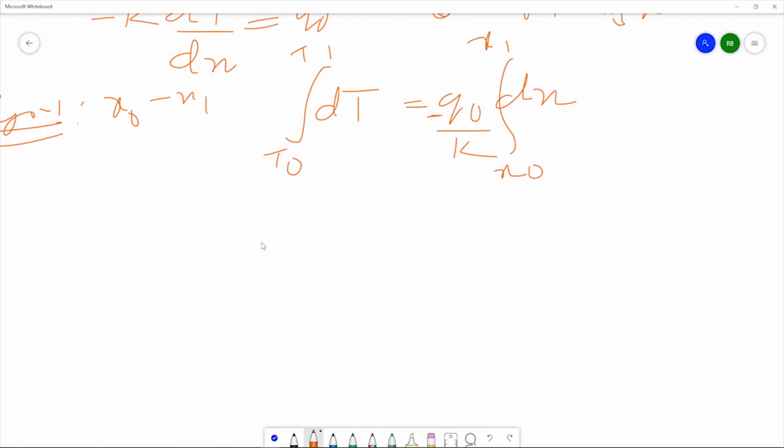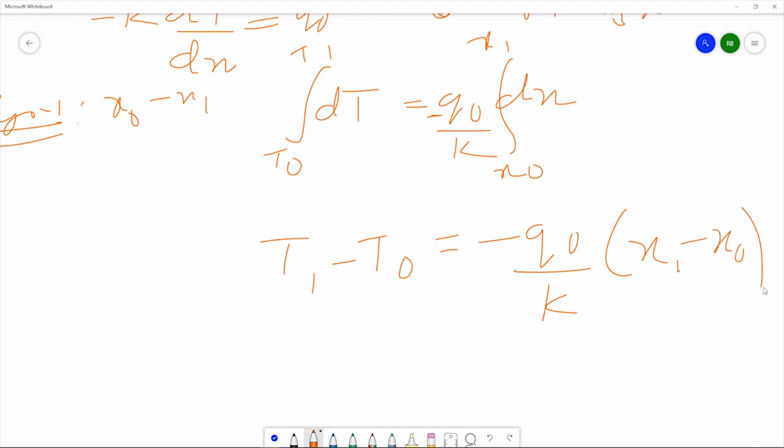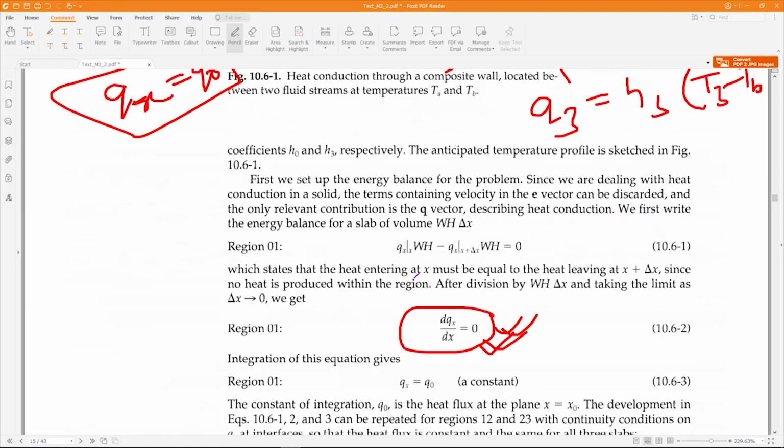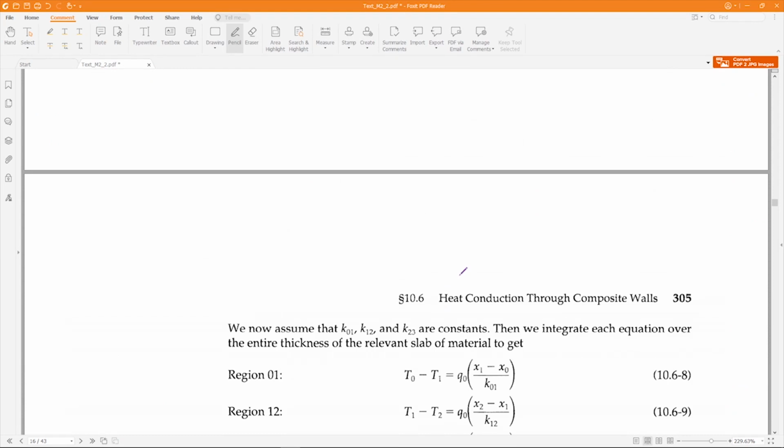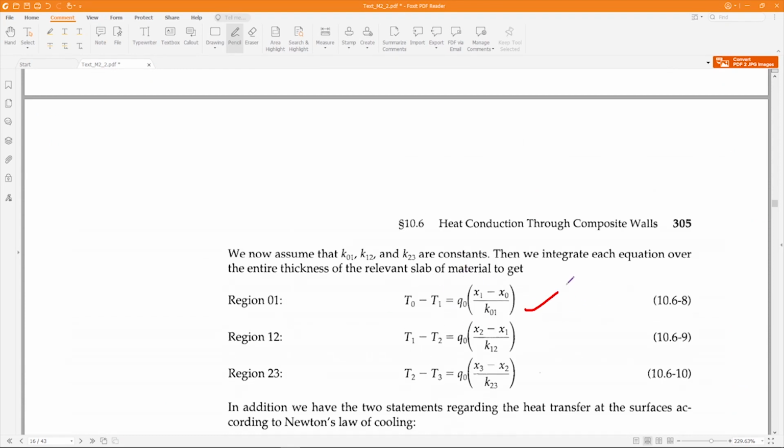So you will get T one minus T naught equal to minus q naught by k times x one minus x naught. Right, let's check. Okay, so this is what you have got.